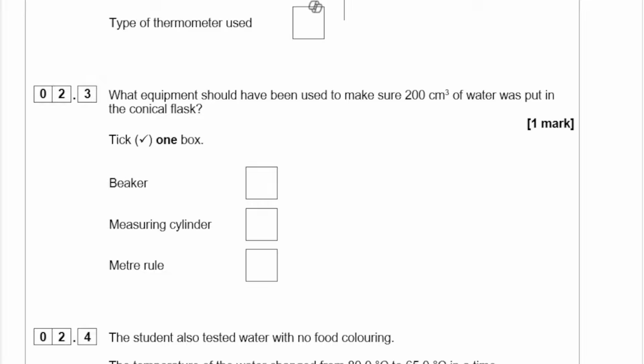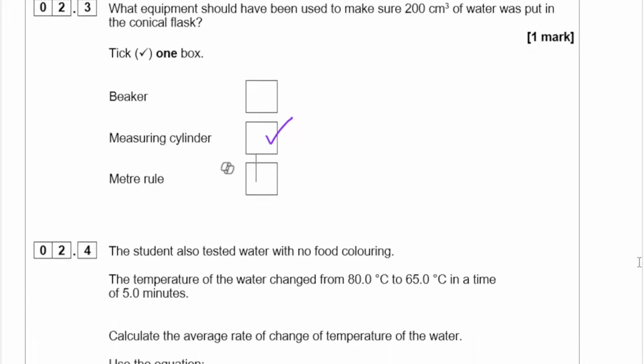What equipment should have been used to make sure 200 centimeter cube of water was put in the conical flask? Now a beaker doesn't have the best resolution. The best is actually the measuring cylinder. A meter ruler is not going to be able to measure water volume.